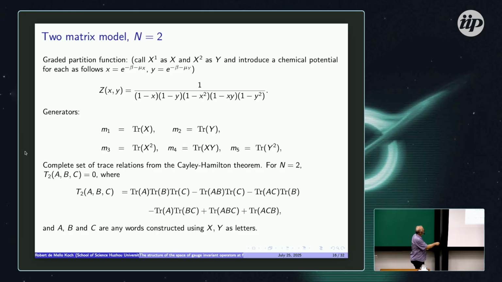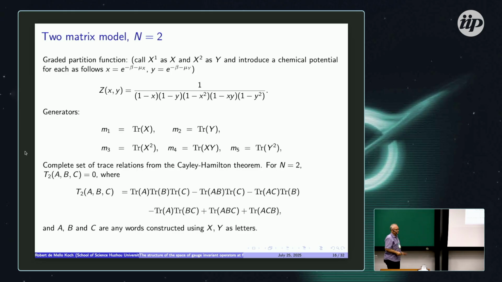So what are the trace relations? They're coming from the Cayley-Hamilton theorem, and it's this statement over here. So this is just the anti-symmetrized thing. I've just written it again. And what I wanted to stress here is that I must choose A, B, and C, and A, B, and C are any 2x2 matrices, so they could be products of x's and y's, anything like that. Each one of those equations will give me a trace relation.